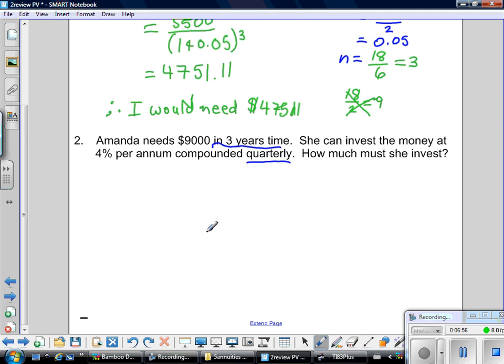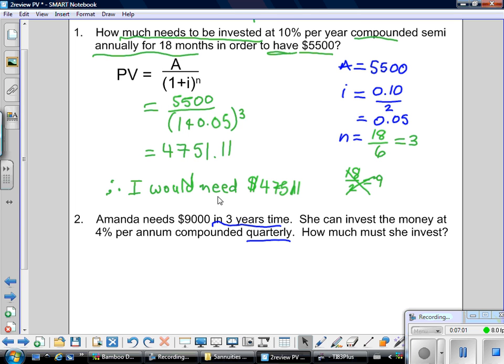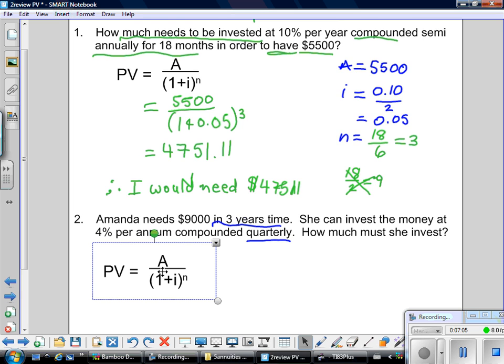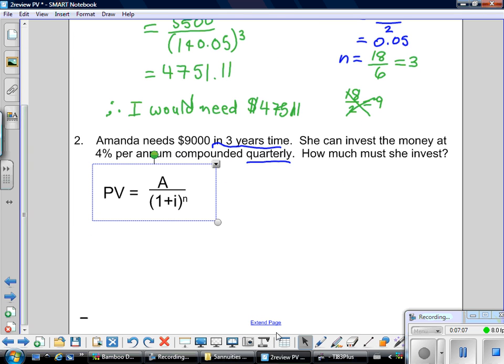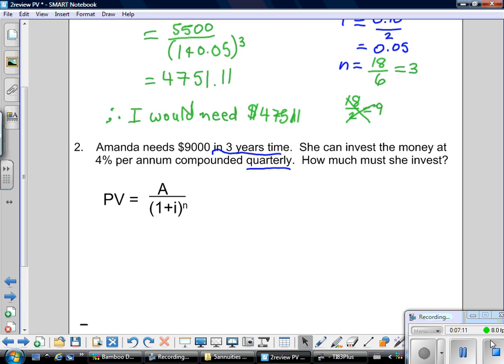So just like the previous question, I can see I need to use this formula, the present value formula. So I'm just going to bring another one down here for us. And just like the previous questions that we've done all along, we're going to put our variables along the right-hand side just to make life easy for us. Okay, so this time what we want for A, I, and N.